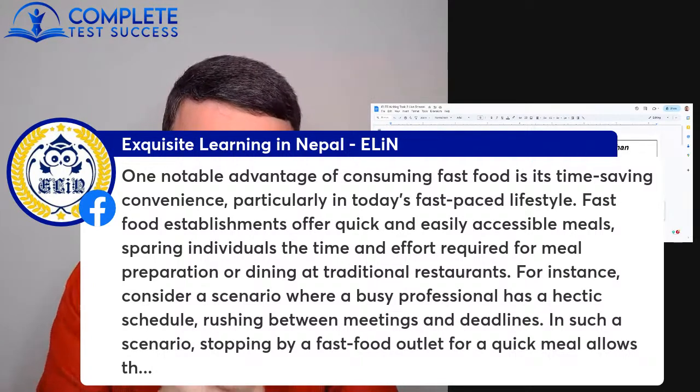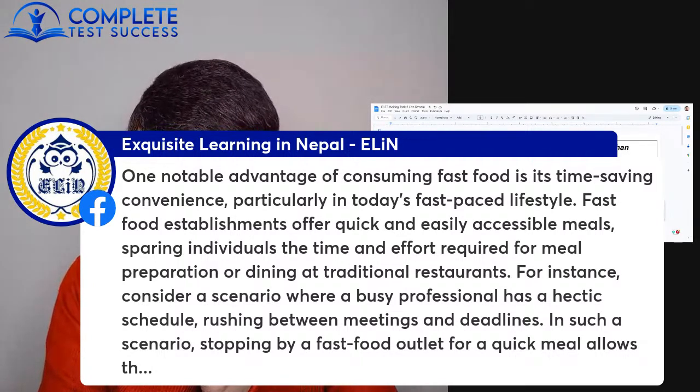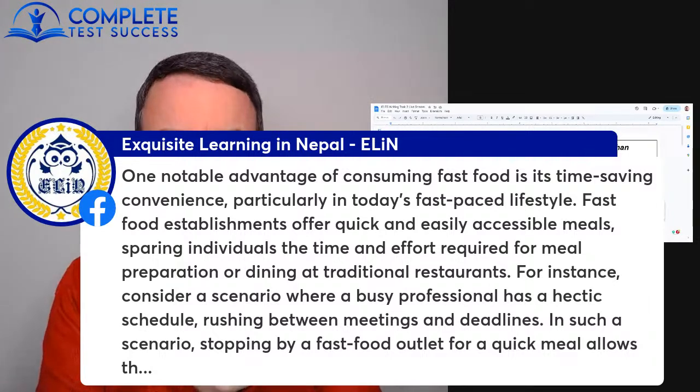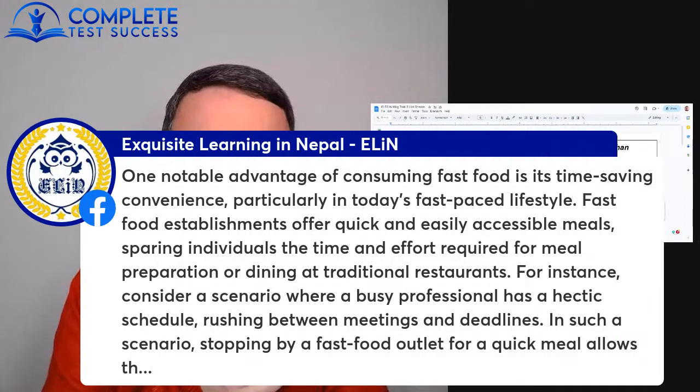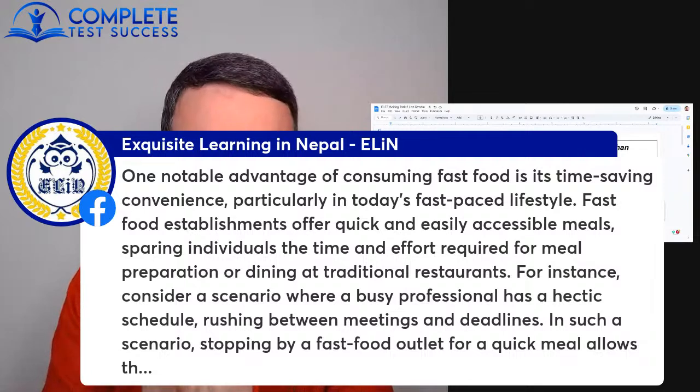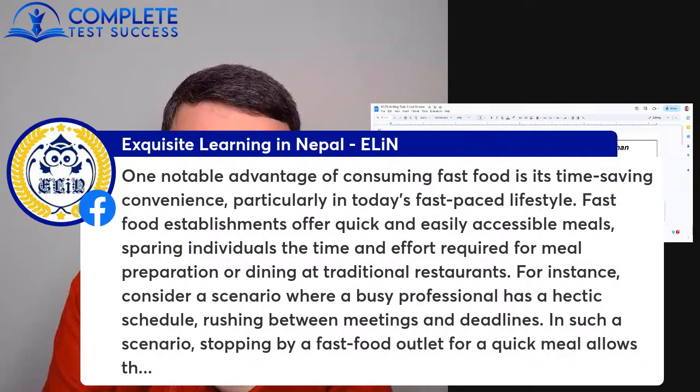Exquisite learning in Nepal. Hello to you. So one notable advantage of consuming fast food is time-saving convenience. No, we'll just say that it saves time, particularly in today's fast-paced lifestyle. So again, don't get away from why people want to save time. Just focus on how this type of food saves time. Fast food establishments offer quick and easily accessible meals, sparing individuals the time and effort required for meal preparation or dining at traditional restaurants.